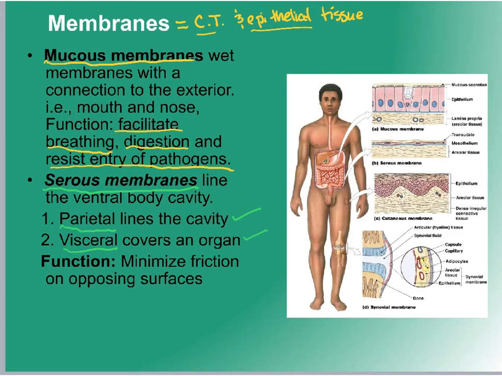These membranes secrete serous fluid. Remember, that's kind of like the oil you put in your car engine, so that when surfaces come in contact with one another, the friction is minimized. Damage does not occur. So if you take a deep breath, your lungs fill with air. They're coming in contact with the wall of the thoracic cavity, so your lungs are able to slide past the wall of the thoracic cavity without becoming damaged.